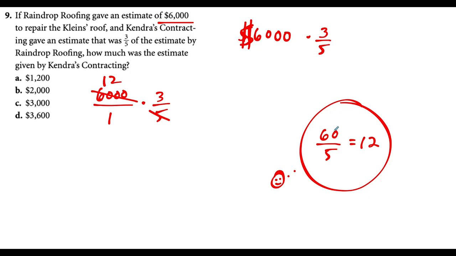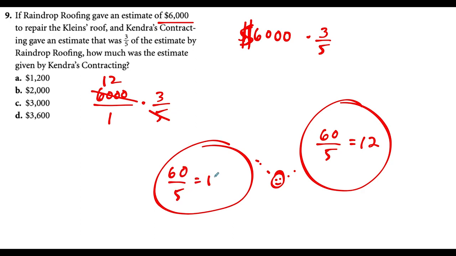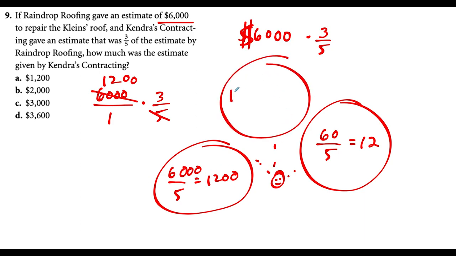If I'm doing 6,000 divided by 5, well, we just said 60 over 5 is equal to 12. So if I add a 0, that adds a 0 here. 600 over 5 is 120. So 6,000 over 5 would be 1,200. So that's going to give us 1,200 left when we do 6,000 divided by 5. And when I do 1,200 times 3, here's another thought. I know that 12 times 3 is equal to 36. I'm going to leave a little space. So if I do 120 times 3, that's 360. So if I do 1,200 times 3, that's 3,600. So that's going to work out to 3,600. So that's the estimate. So 9 is going to be choice D.